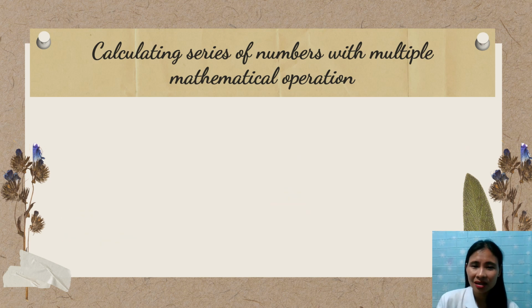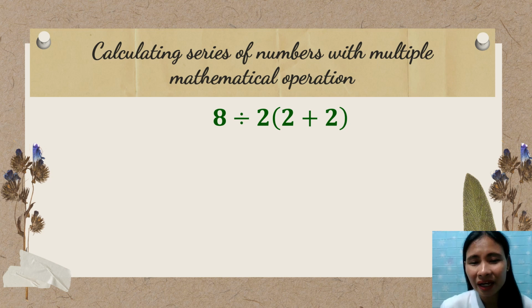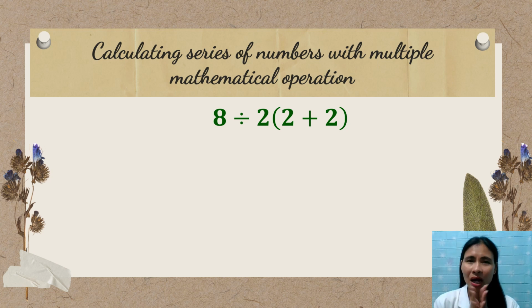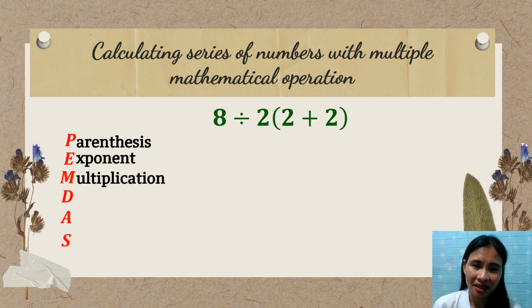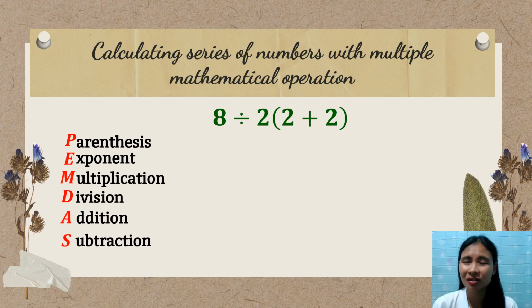Now, there is another expression, this one: 8 divided by 2 times the quantity of 2 plus 2. I was able to see this expression during International Mathematics Day. Some were answering 1, some 16, some 8, some 0, but the common answers were 16 and 1. The question is, what is really the correct answer, 16 or 1? Again, let's use PEMDAS: parentheses, exponent, multiplication, division, addition, and subtraction.